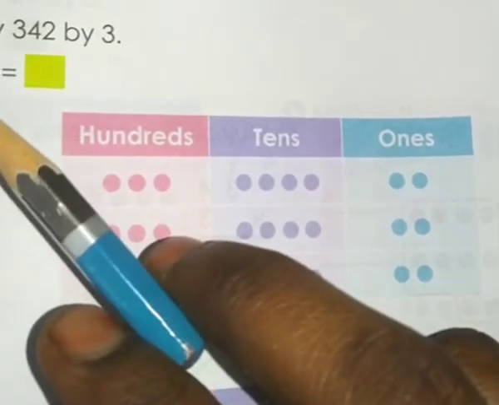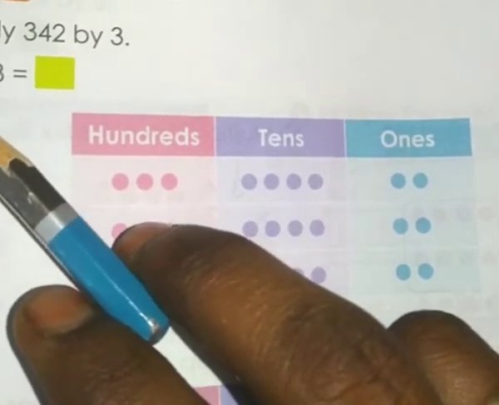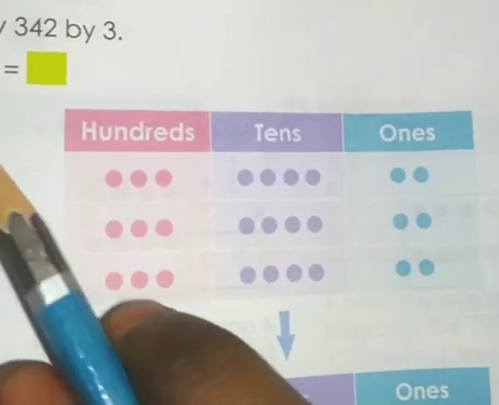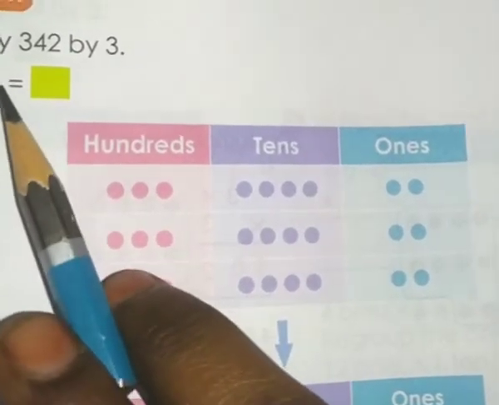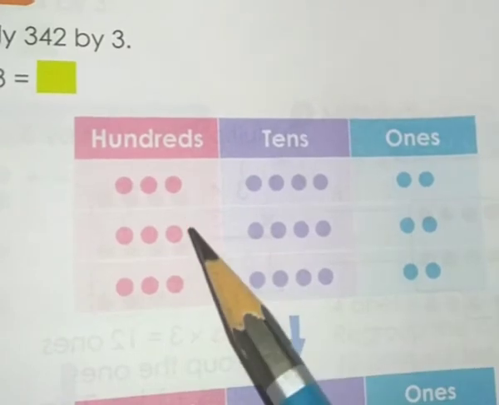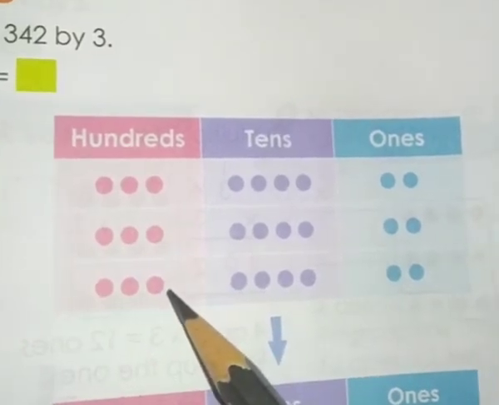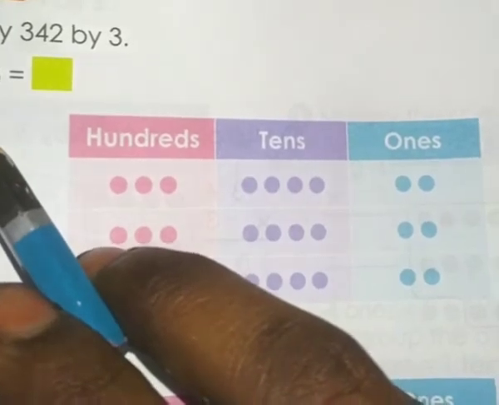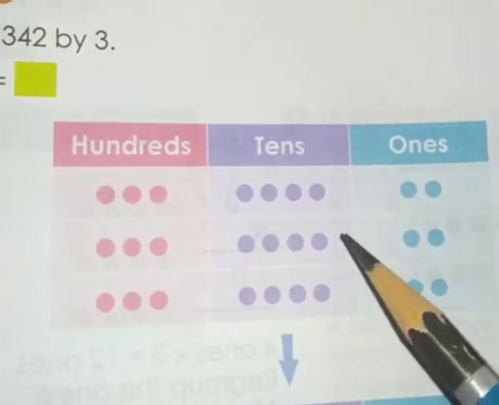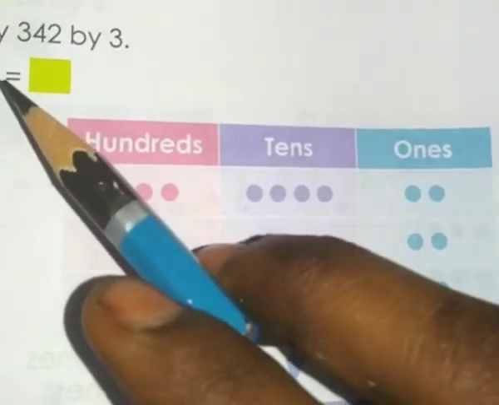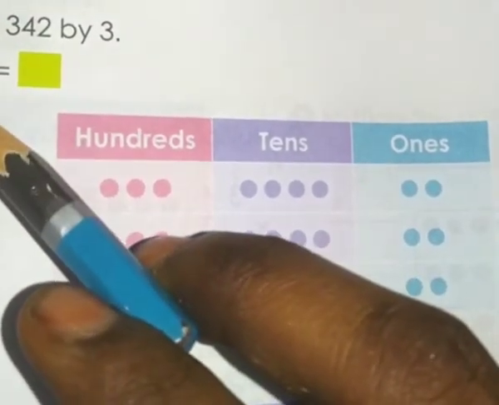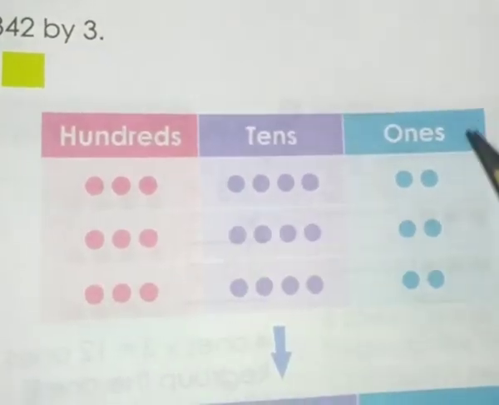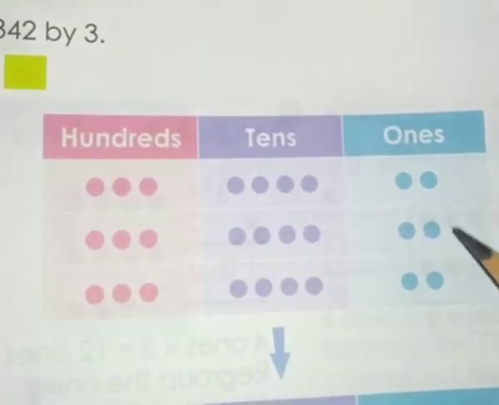See here, three digit number means starts from ones, tens and hundreds. It has the place value up to hundreds. In hundreds place 3 is there. How many times? 3 times. So 3 times 3 is represented. In tens place what is there? 4. How many times? 3 times. 3 times 4 dots are repeated. In ones place 2 is there. How many times? 3 times. So under ones place 2 dots are repeated 3 times.